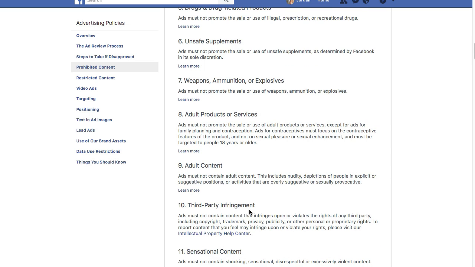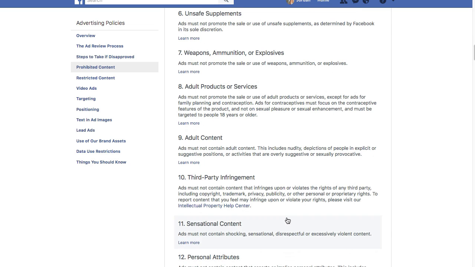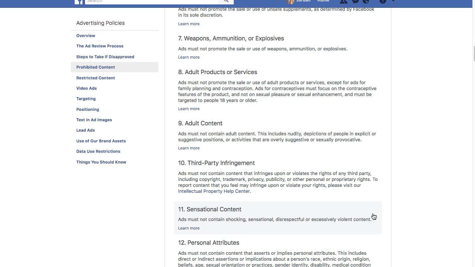You can't promote content that violates any sort of copyright or trademark laws. Can't promote sensational content, so no clickbait essentially. Nothing super violent, nothing disrespectful. You can't intentionally go out of your way to make people scared or make them angry, or whatever the case may be.